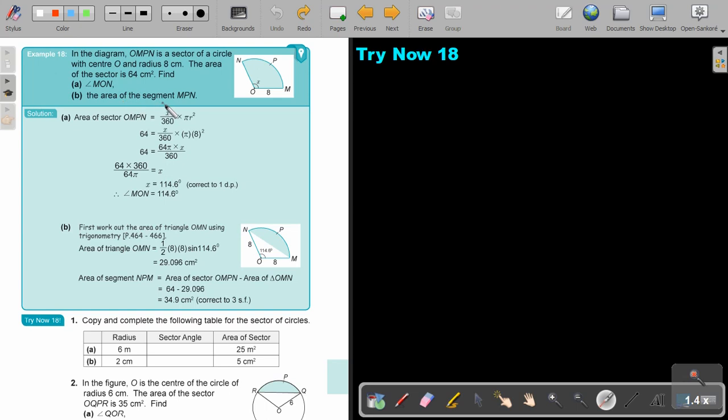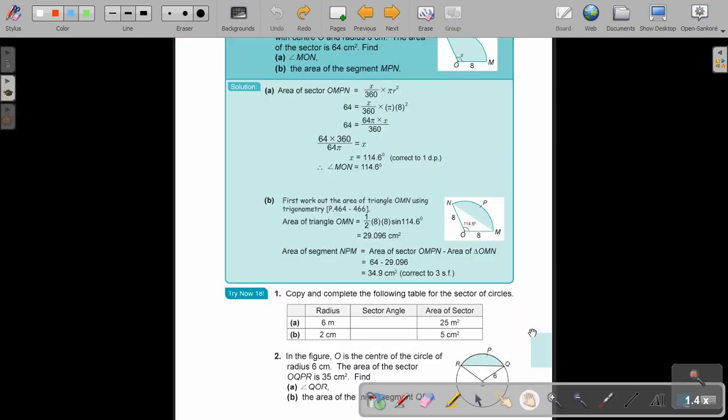Now, the area of the segment MPN. I must first work out the area of this triangle. Now, how do I think of non-90-degree triangles? Chapter 9, it's half times 8 times 8 times sin. Can you remember? The area of a triangle that does not have a 90 degree angle. And then I just basically subtract it. Okay, let's again look at another example.